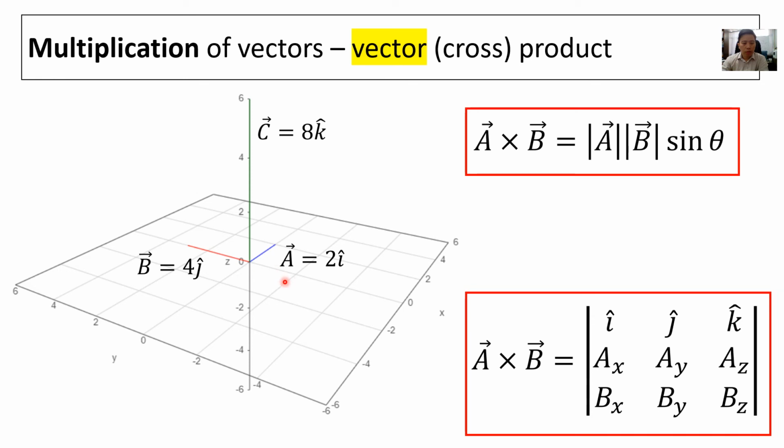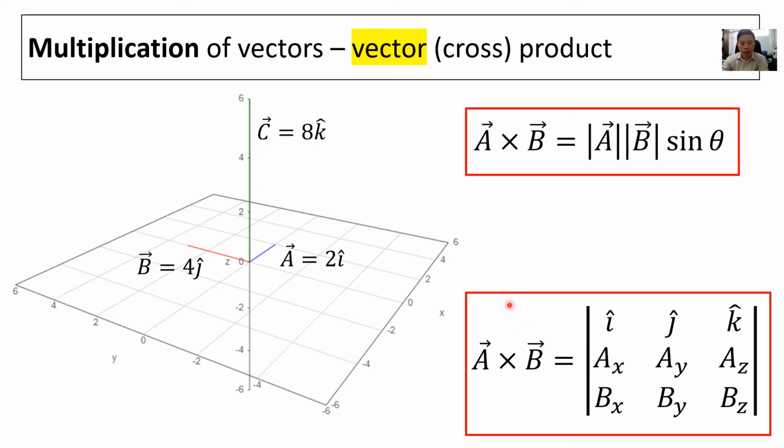You have, for example, a vector A equal to 2i, which means this is along the positive x direction. And then you have a vector B, which is equal to 4j. So this is along the y direction only. When you take the cross product, you are going to get 8k, right?